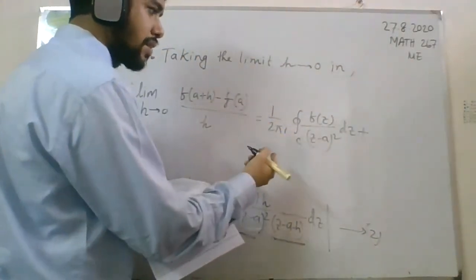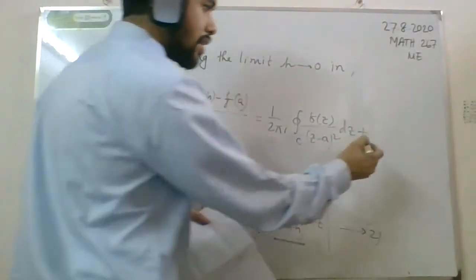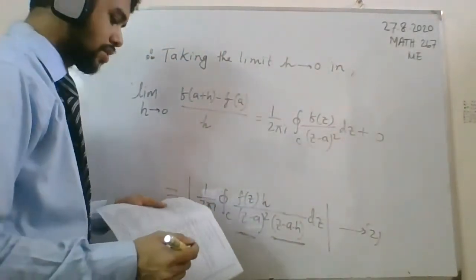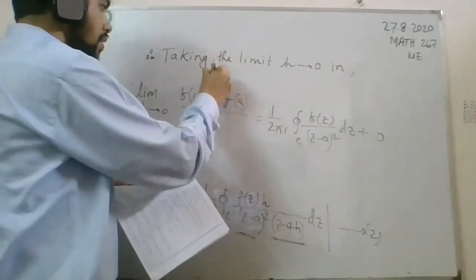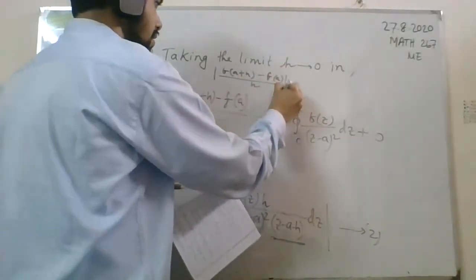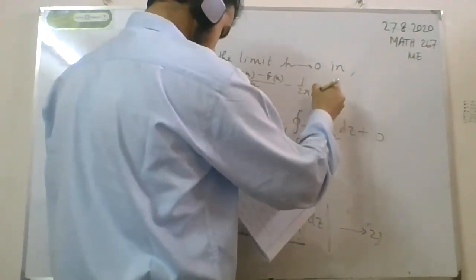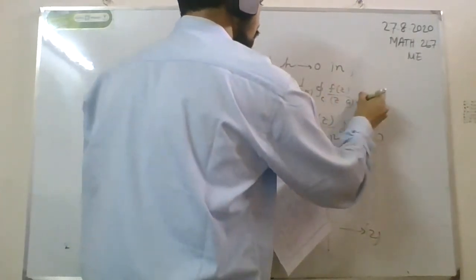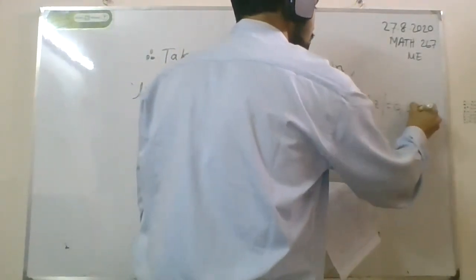nothing remains, so there is no need to write the limit here. But in the previous line of this equation, if I apply h tends to 0, then this becomes 0 because h tends to 0, which means the limit, that means the modulus of this, a plus h minus a is h, minus 1 by 2 pi i, and we will see f(z) divided by (z minus a) square dz equals 0 when h tends to 0.